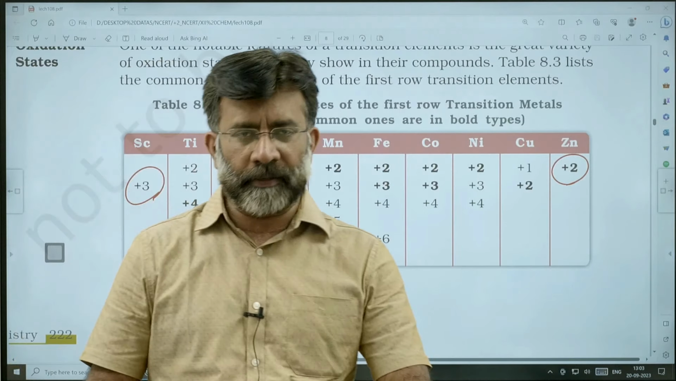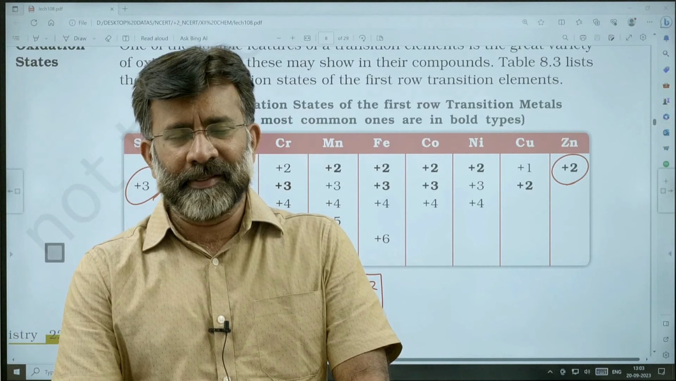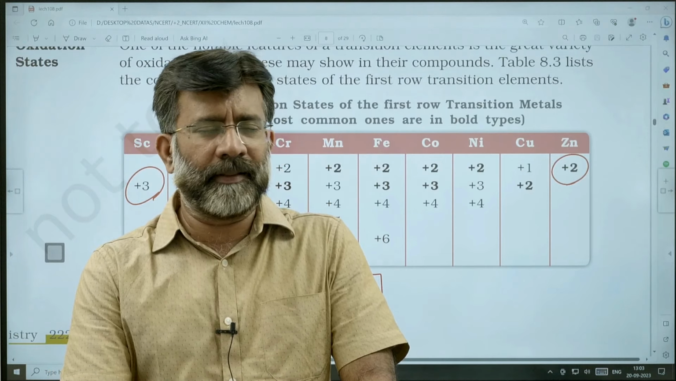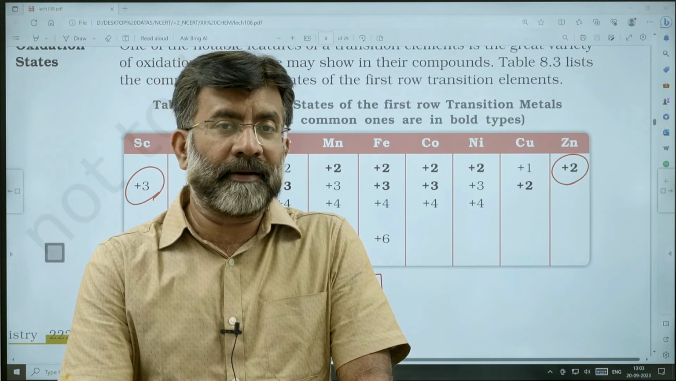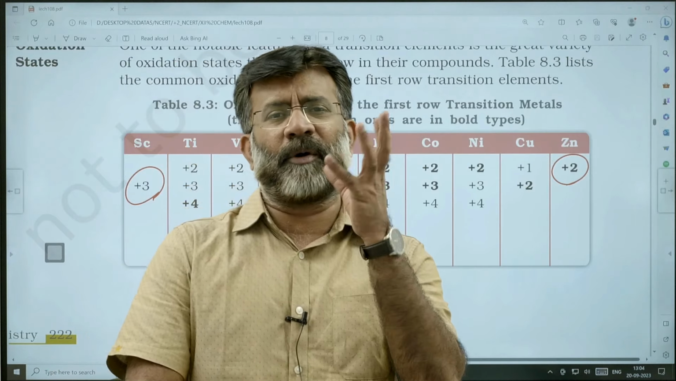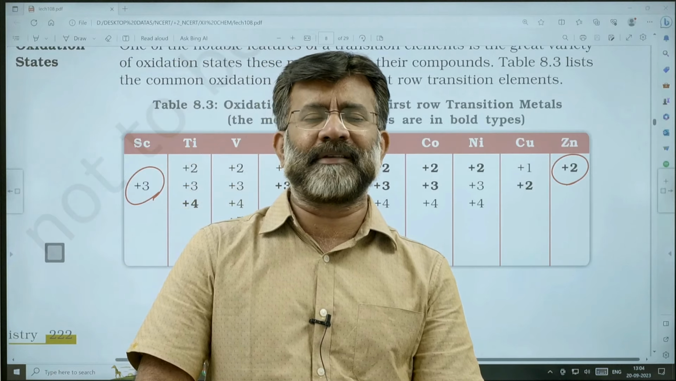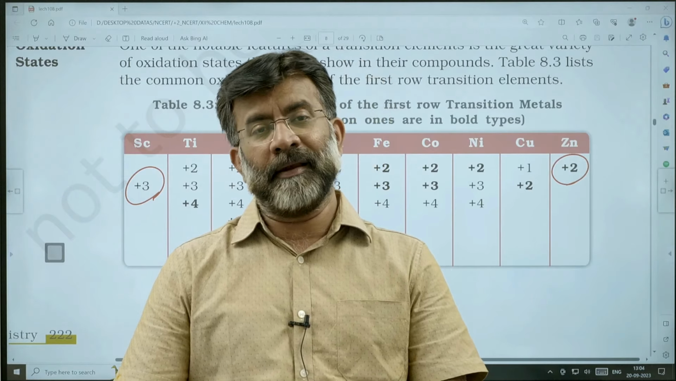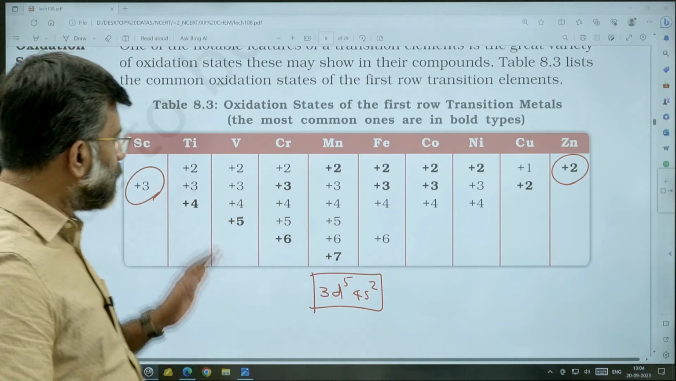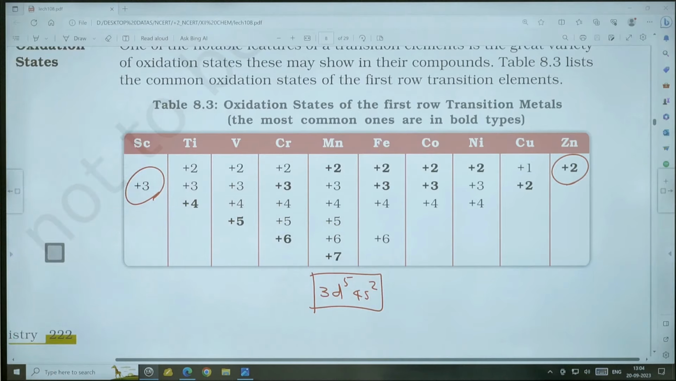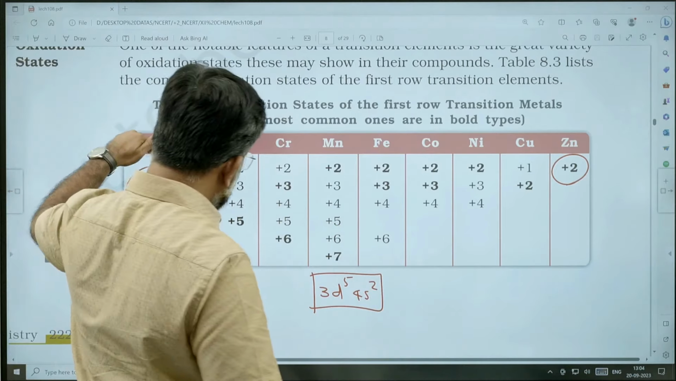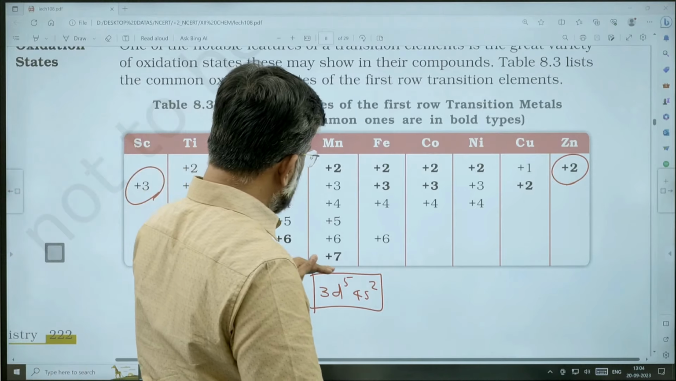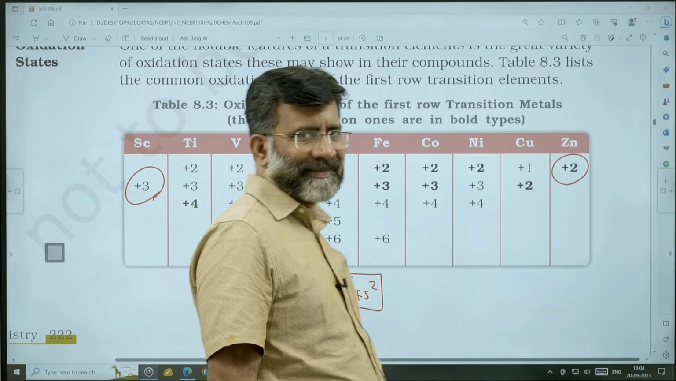Not surprisingly, scandium, yttrium, and lanthanum are called non-typical transition elements. Many of the properties shown by transition elements are not observed for those elements. So that is about the oxidation states of elements. The variability increases towards the middle and then decreases.